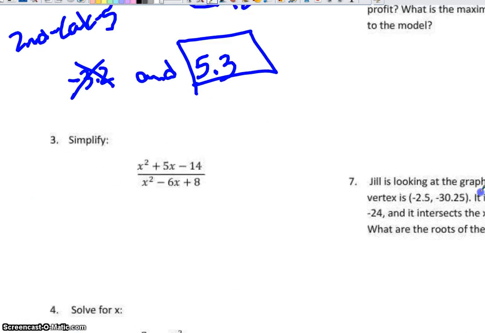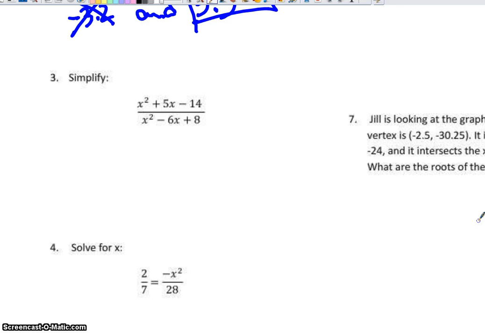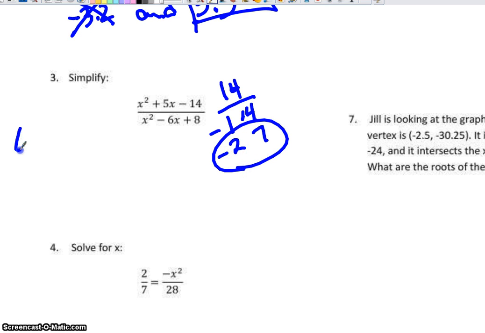Looking at number 3, it wants you to simplify. The first thing you're going to have to do is factor. For the first one, you're going to find the factors of 14. 1 and 14, 2 and 7. Signs are different. The largest is positive, so the small one is negative. This becomes x minus 2 and x plus 7.